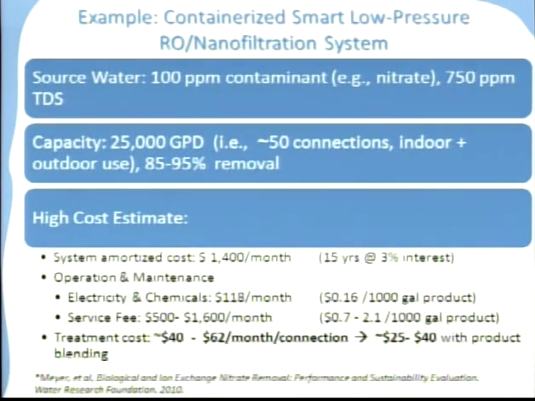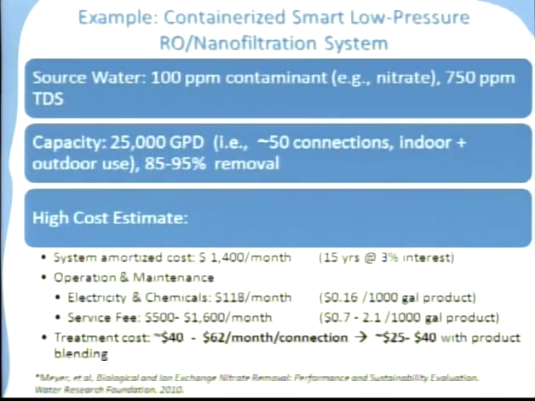So I took source water and I said 100 ppm of contaminant, of nitrate, 750 ppm or milligrams per liter of total dissolved solids in terms of salts. System capacity for 50 connections would need to be about 25,000 gallons per day, assuming 503 gallons per day usage. And we're talking about nitrate removal of about 85 to 95% for such a system.